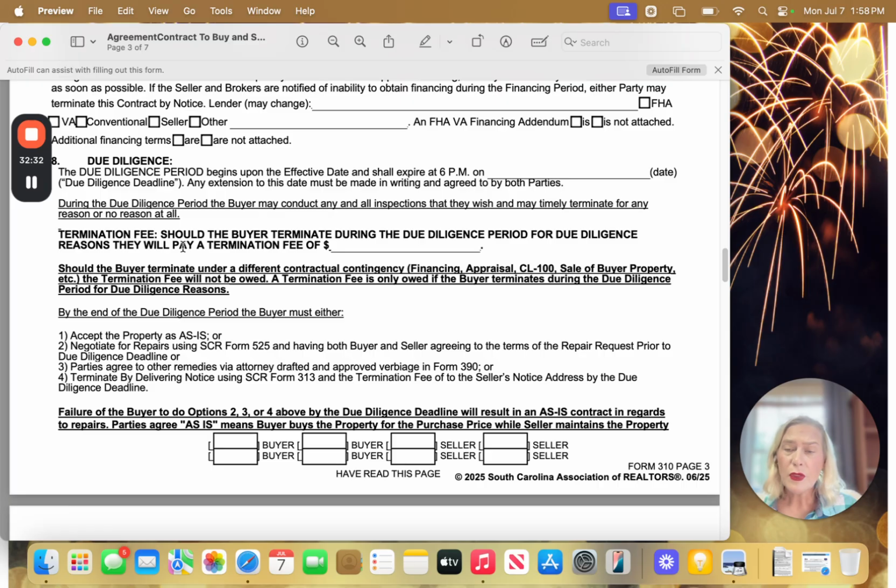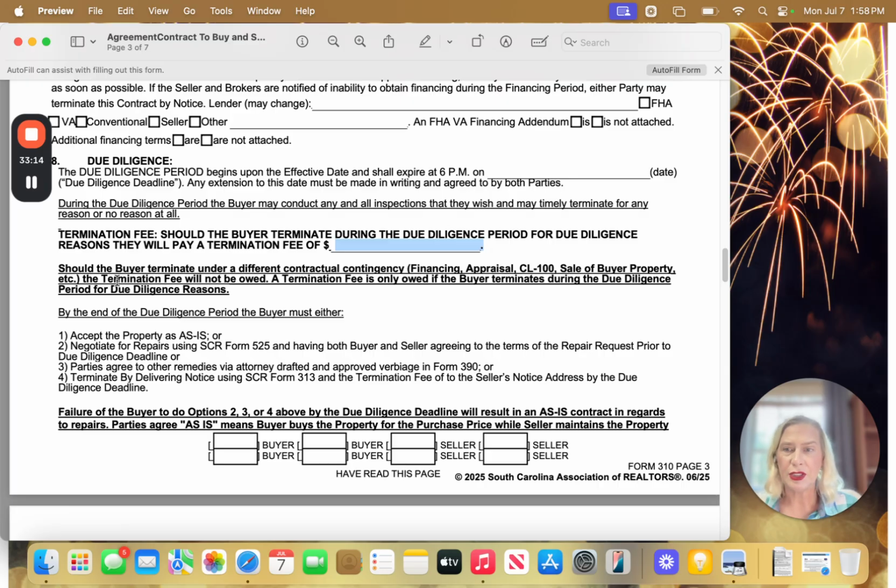Termination fee. Should the buyer terminate during the due diligence period for due diligence reasons, they will pay a termination fee of X amount of dollars, which goes right there. How much are you recommending that your clients submit for termination fee? Whatever you can get away with when you're submitting an offer. We typically see $100, $200. We've seen $500 start to become a little more commonplace. As a listing agent, you want that fee to be as high as possible so that the buyers have more skin in the game, but you don't want to scare away buyers right now. So, this is going to fluctuate depending on the type of market that we're in, as you guys all know. So right now, a couple hundred is normal.